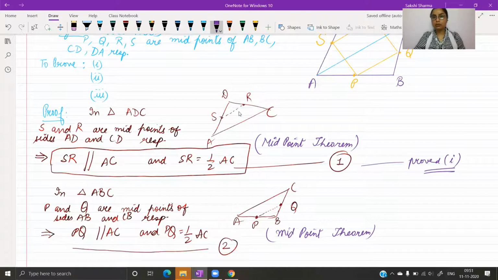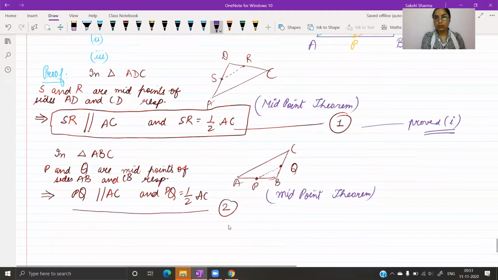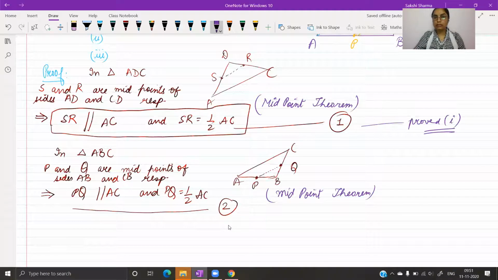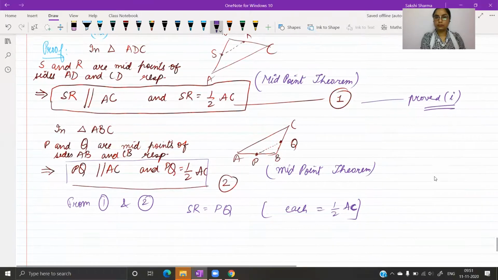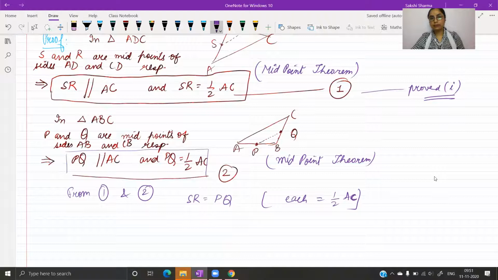For the second part, you can conclude it from result number 1 and result number 2. Combining the two results, SR की लेंथ भी कितनी है AC के हाफ के इक्वल, PQ की लेंथ भी कितनी है AC के हाफ के इक्वल. So when you combine result number 1 and result number 2, you can write down that SR equals PQ, each is equal to half AC. Anyone with questions still here?